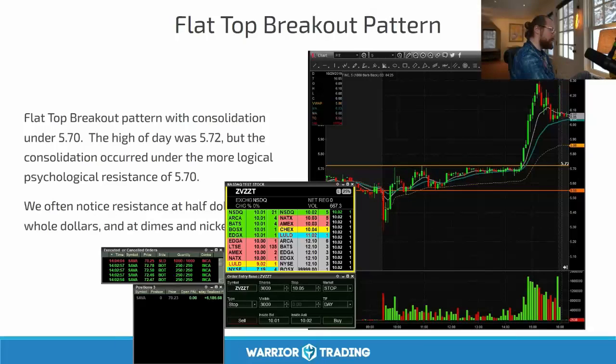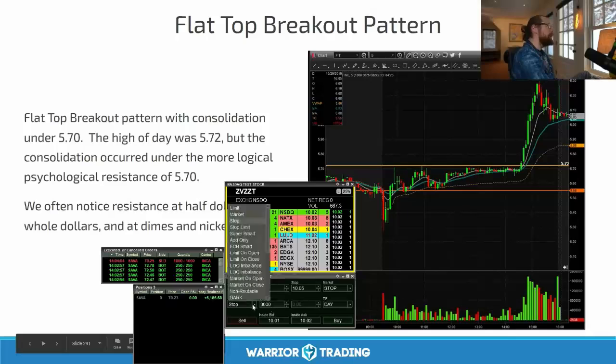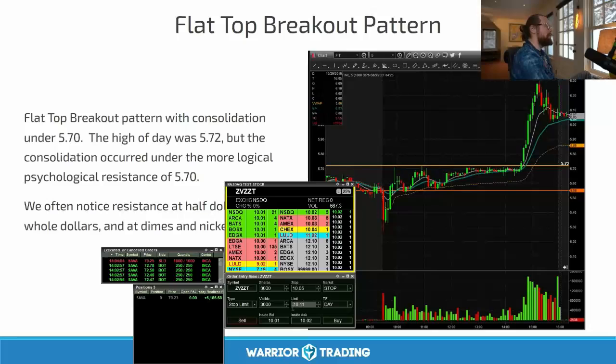If I used a stop limit right here, I would stipulate the most I was willing to pay, which maybe, let's just say in this case, is 10.10. So that order there is with a limit. I'm going to cancel them.